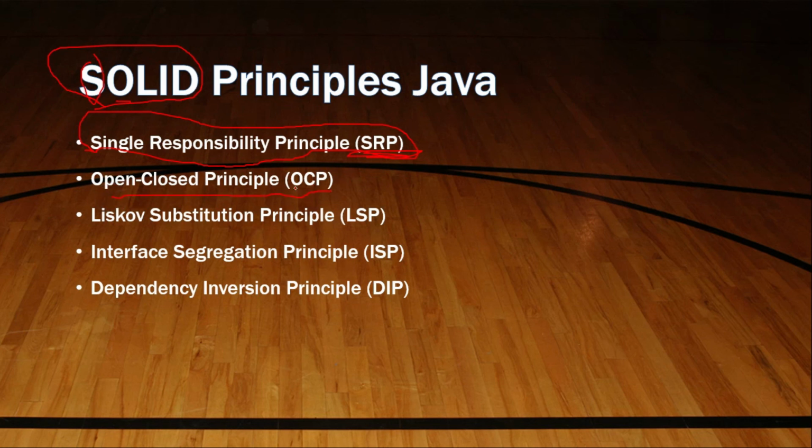Here you can see the next is the Open Closed Principle, that is the O, OCP; you can remember it with that. Similarly, L stands for Liskov Substitution Principle, and I stands for Interface Segregation Principle. D stands for Dependency Inversion Principle, DIP. You can remember all of these with their short forms.